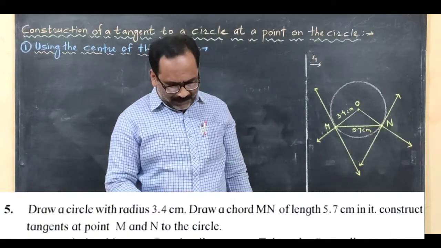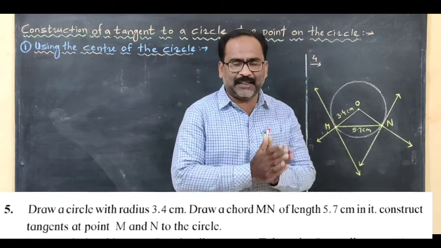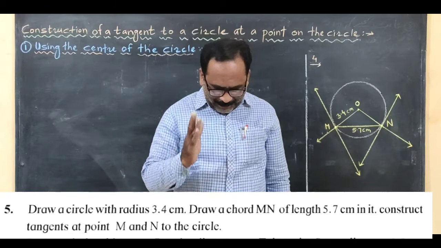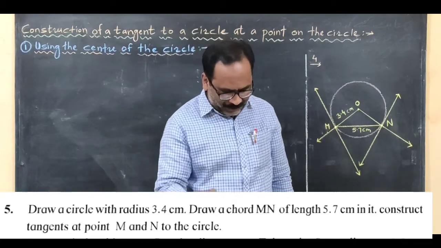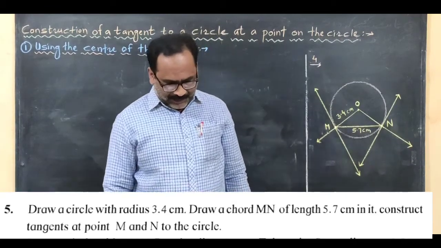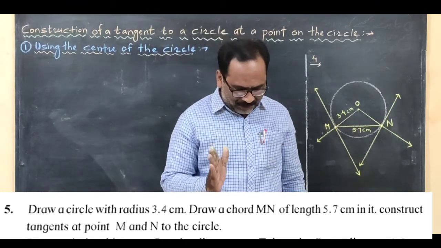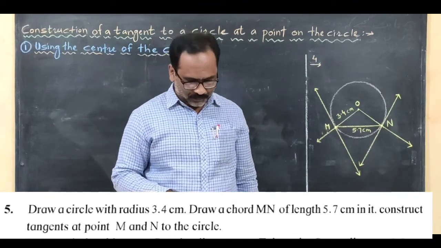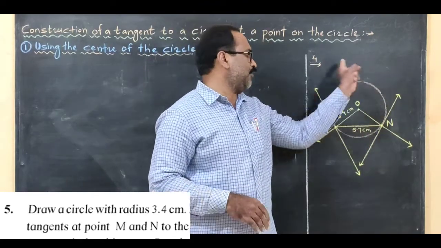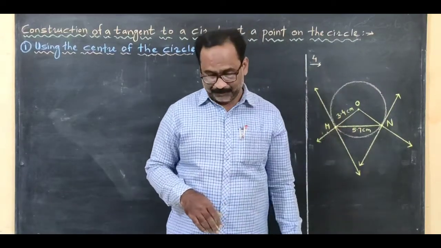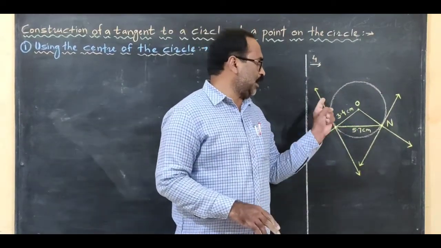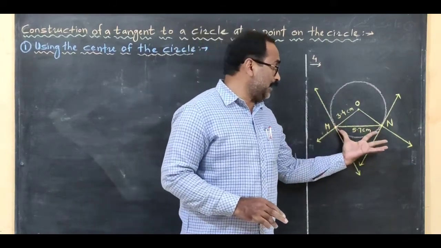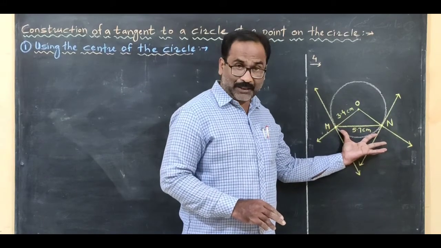Draw a circle with radius 3.4 centimeter. Draw a chord MN of length 5.7 centimeter in it. Construct tangent at point M and N to the circle. Draw a circle of radius 3.4 centimeter. First we draw circle of radius 3.4 centimeter. Then we draw a chord MN of 5.7 centimeter in it.